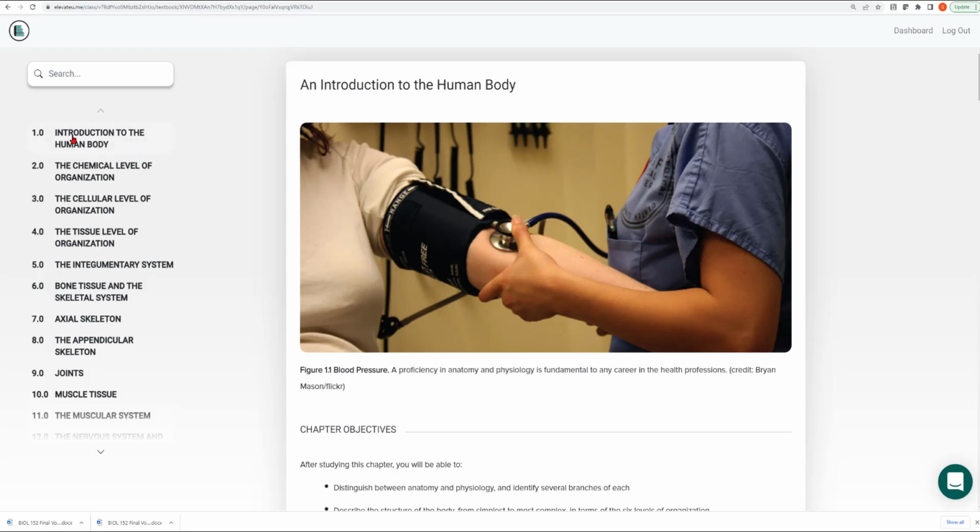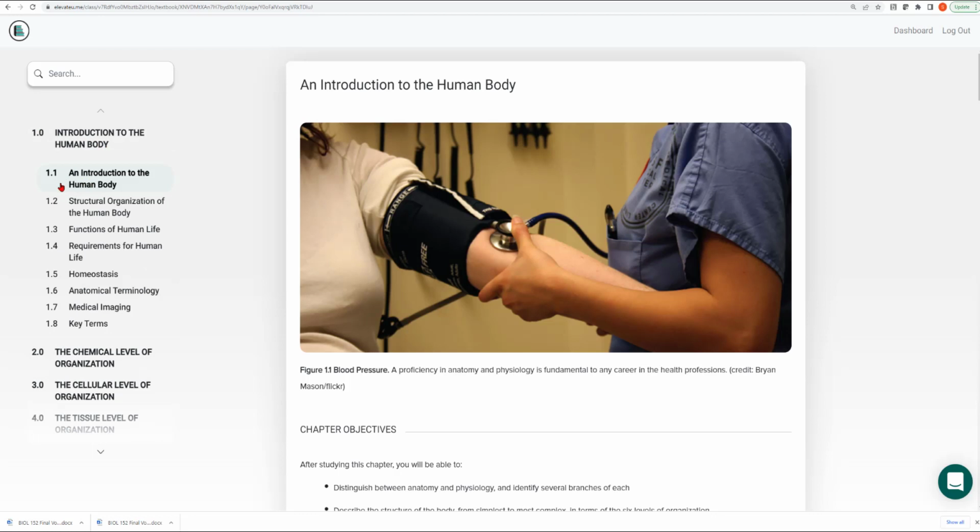So as we get started, here we are in the Blossom, the chapters are over here. We're going to be talking about Chapter 1, Introduction to the Human Body. And as we look at that, we realize that there are seven sections of this textbook. The last section is just the key terms, basically the glossary for the chapter.